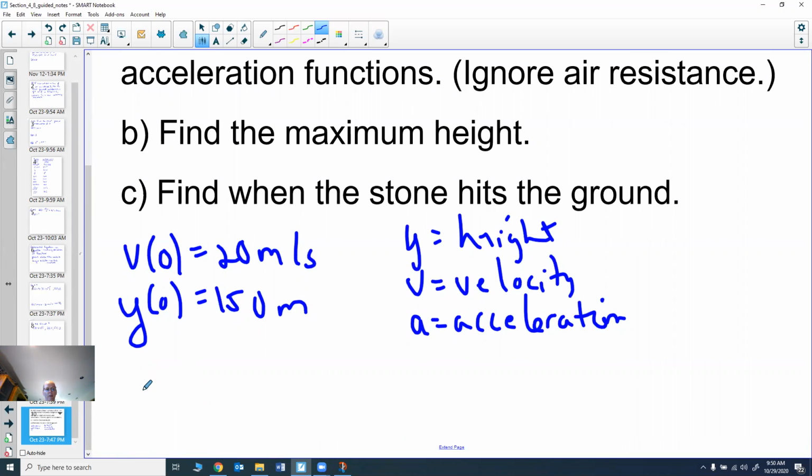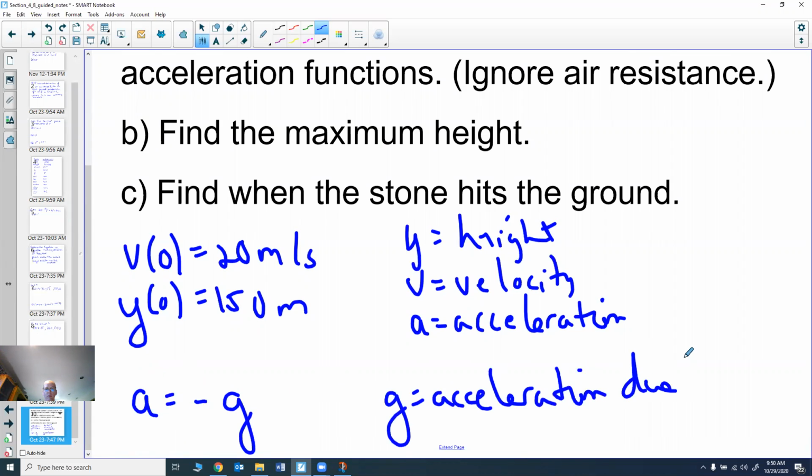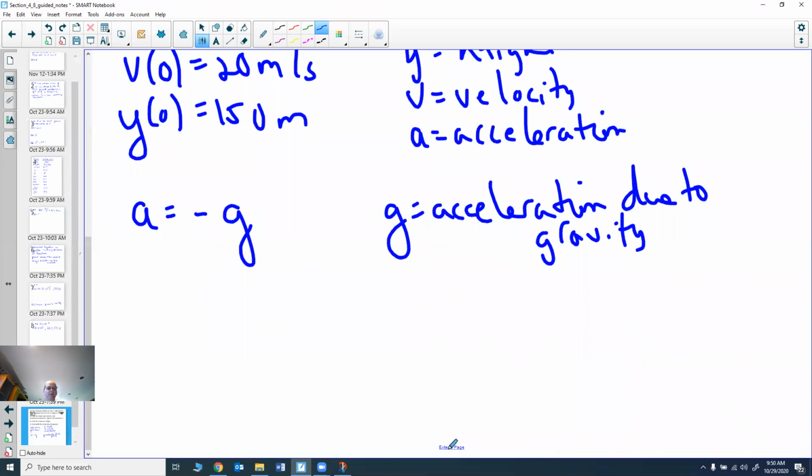So we know the acceleration due to gravity. The acceleration, therefore, is a constant. It is equal to minus the acceleration due to gravity, which is g. So g is our acceleration due to gravity. In the metric system, which we are using because we had 20 meters per second and 150 meters, g is equal to 9.8 meters per second squared. The minus sign is because gravity is pulling down and down is negative.